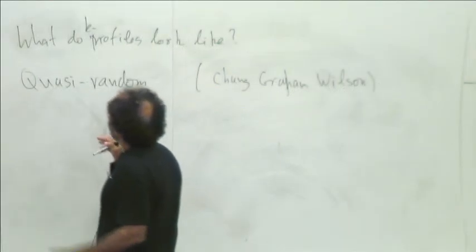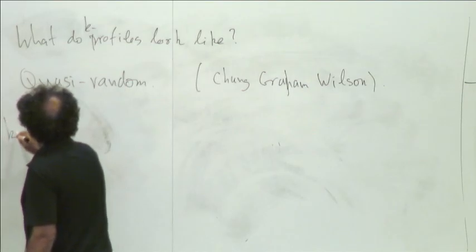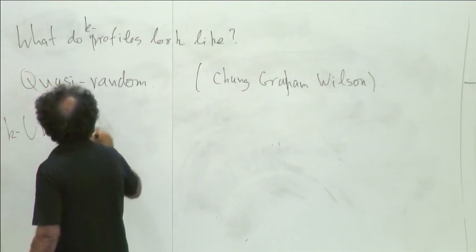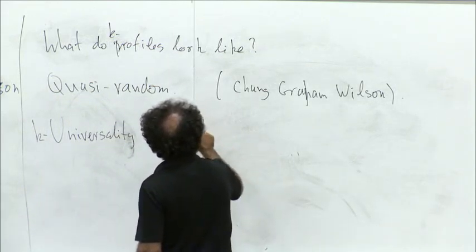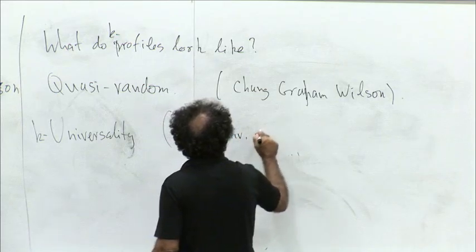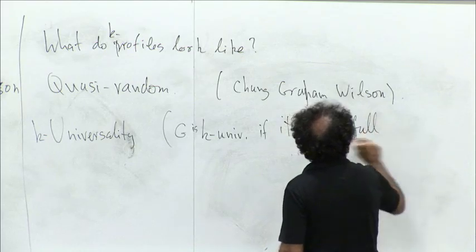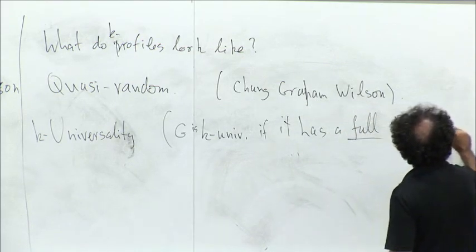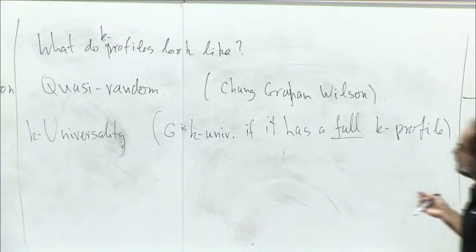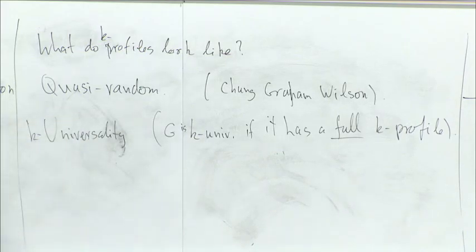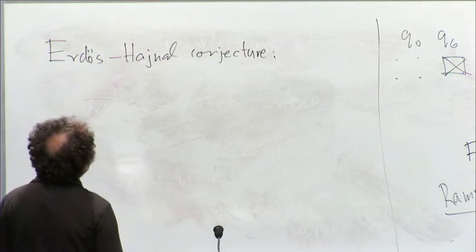There is another property of genericity, which is much weaker, which is universality, k-universality. You say that G is k-universal if it has a full k-profile. So everything is there. So that's another very interesting property to consider. And this is what the Erdos-Hajnal conjecture speaks about, and it's really an amazing conjecture.